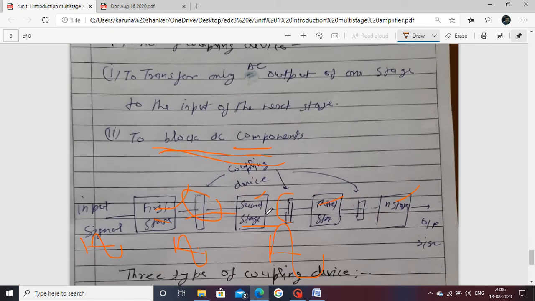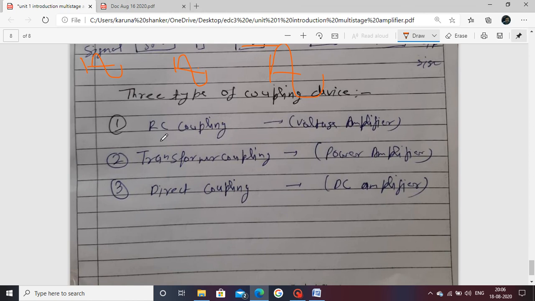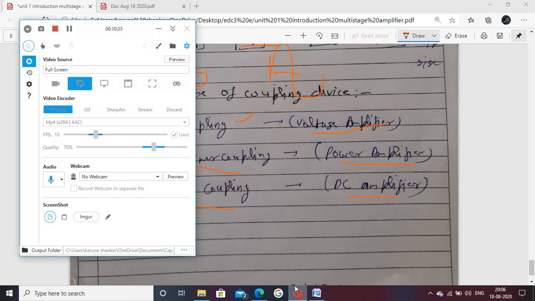Coupling devices are of three types that we use. One is the RC coupling, second is the transformer coupling, and third is the direct coupling. RC coupling is also called voltage amplifier, transformer coupling is also called power amplifier, and direct coupling is also called the DC amplifier. We will see in the next lecture the three types of coupling and their properties, characteristics, and their circuitry. Okay, for today, end of our lecture.